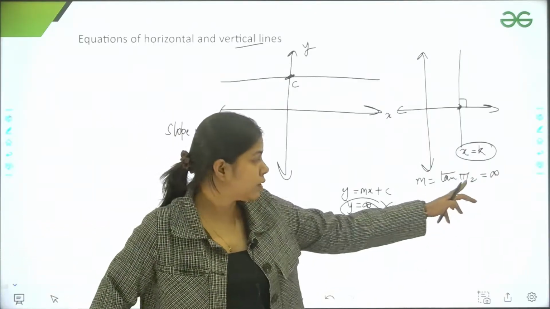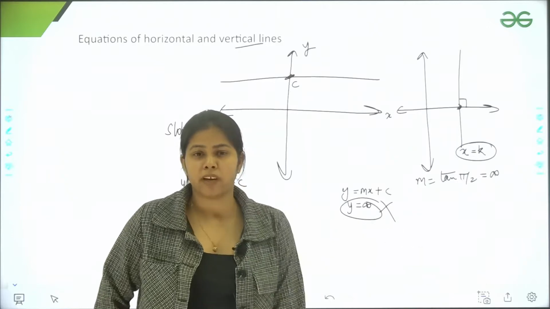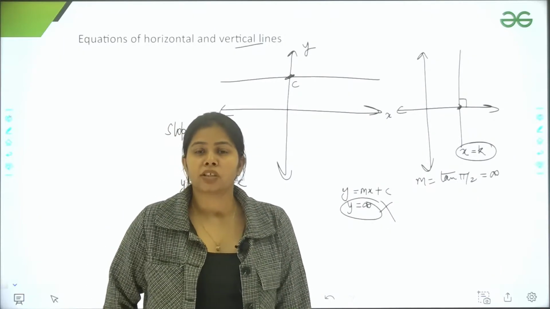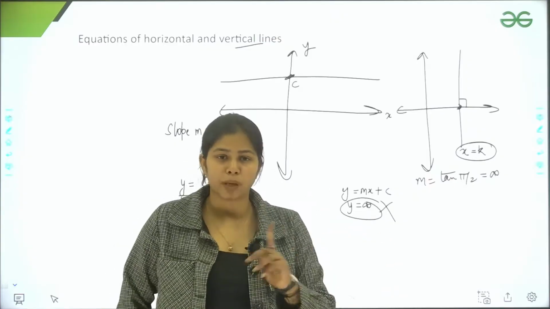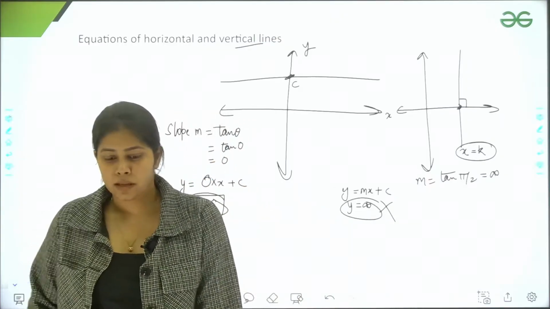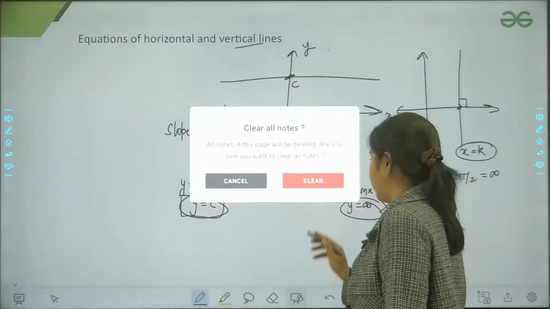Rajib's tan pi by 2 is infinity, not -1. Why is it infinity? Because tan pi by 2 is sin pi by 2 upon cos pi by 2. Sin pi by 2 is 1 and cos pi by 2 is 0. That's why tan pi by 2 is infinity.